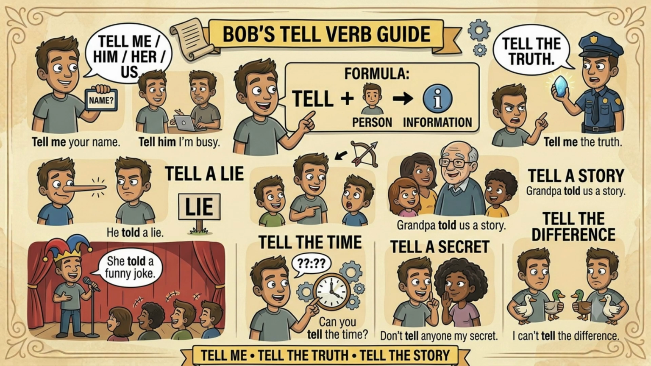Tell the time. Can you tell the time? Quick summary: use tell when you give information to a specific person. Formula: tell plus person plus information. Key idea: tell equals who receives the information.